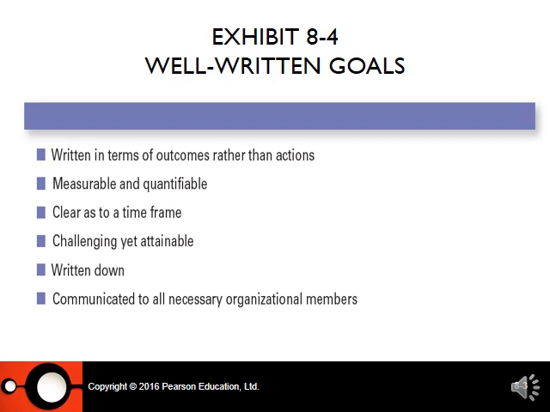And it's not enough to just write the goals down, but they also should be communicated or disseminated to all necessary organizational members, so that everyone who is supposed to know about these objectives would have knowledge and access to these goals, and have this unity of direction, would exactly know what he or she is supposed to do in the organization and why, and would be well acquainted with the organizational goals.